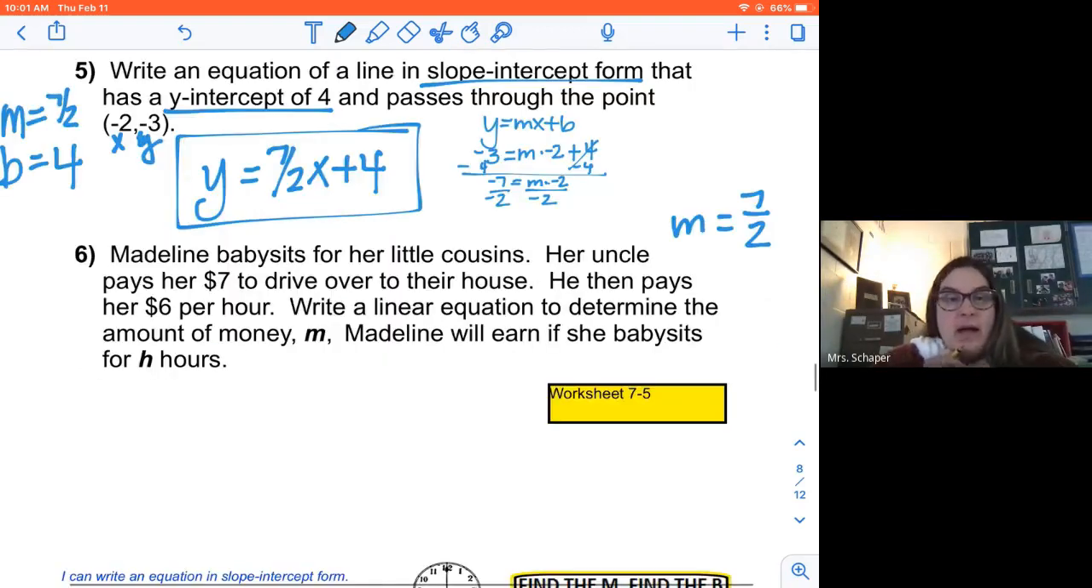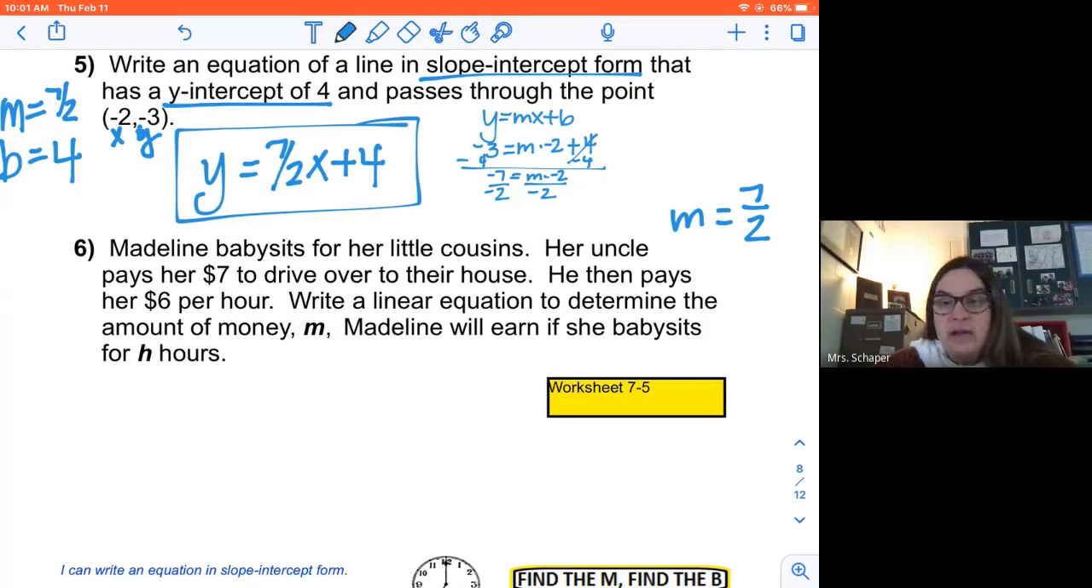So here we go. Madeline babysits her little cousins and her uncle pays her $7 to drive over to their house, then pays her $6 per hour. So let's figure this out. I need to know my m and I need to know my b. So my m is my rate of change per hour. That's a good hint that I'm talking rate of change. And then my b is how much we get from the start.